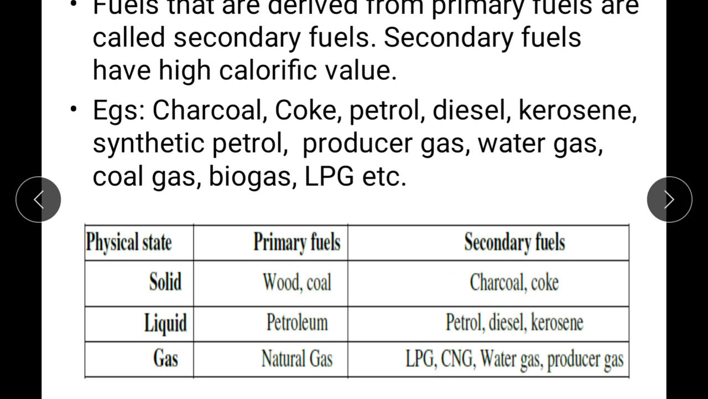Then again, solid means you have primary fuels, that is wood and coal, and secondary fuels charcoal and coke. Liquid, petroleum, you can say primary fuel, and secondary fuels petrol, diesel, kerosene. And petrol, diesel, kerosene, everything is obtained from petroleum. It's crude oil. Gas, it's the natural gas which is available when crude oil is brought to the surface by drilling wells.